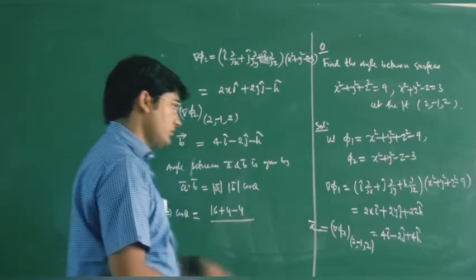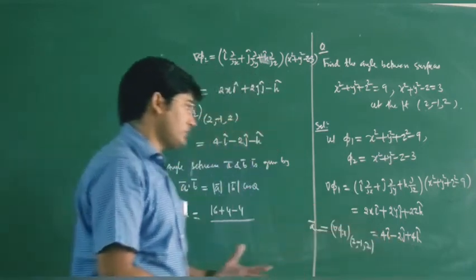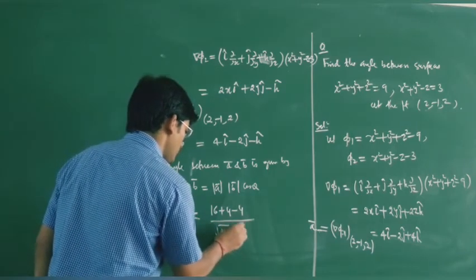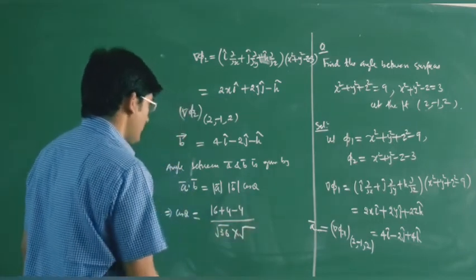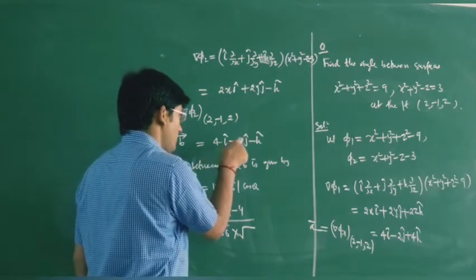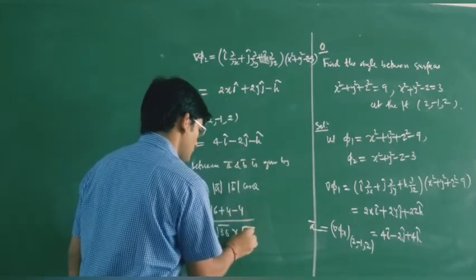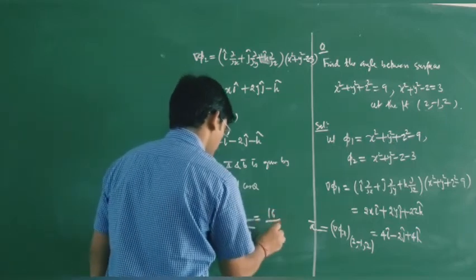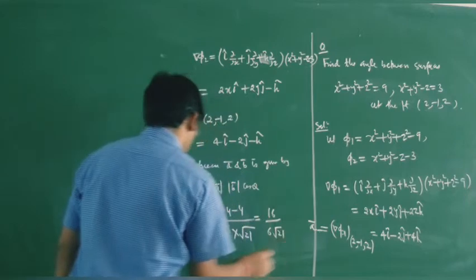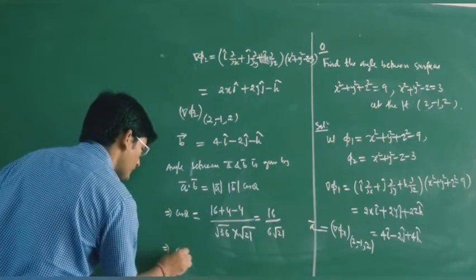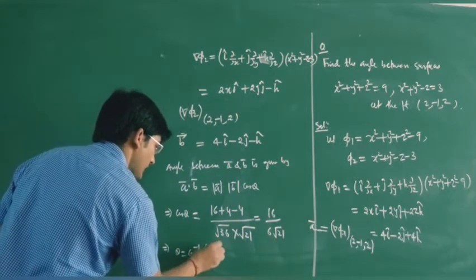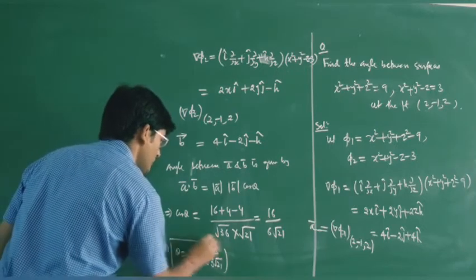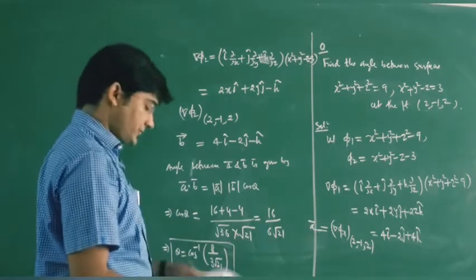So this will be your 16 plus 16, so that means 32 plus 4, 36, so this is equal to square root of 36 into the square root of B, which will be 16 plus 4, 20 plus 1, that means the square root 21. Now this is equal to 16 upon 6 square root of 21, so your theta will be equal to cos inverse 8 upon 3 root 21. So this is your angle between these two surfaces.